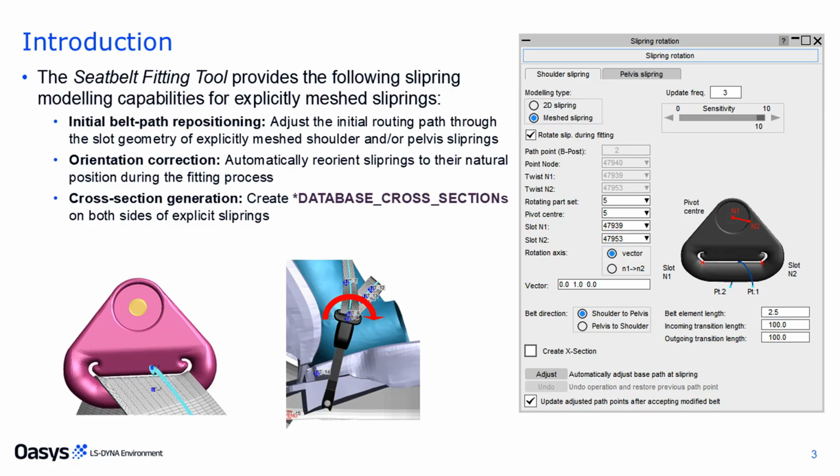In previous versions, several capabilities were introduced to simplify working with explicitly meshed slip rings. These include automatically adjusting the initial belt routing through the slip ring, reorienting the slip ring to a more realistic position during belt fitting, and generating cross-sections on both sides of the slip ring.